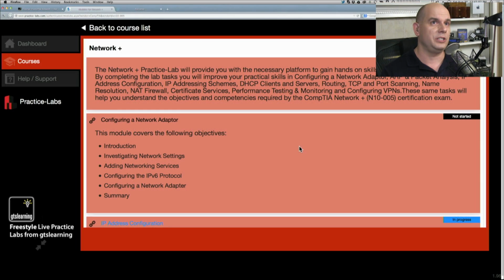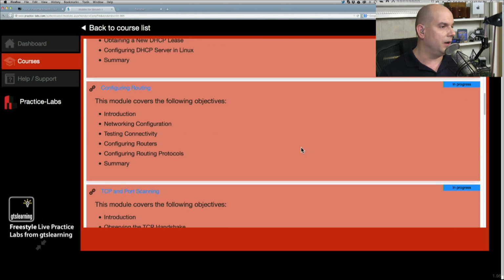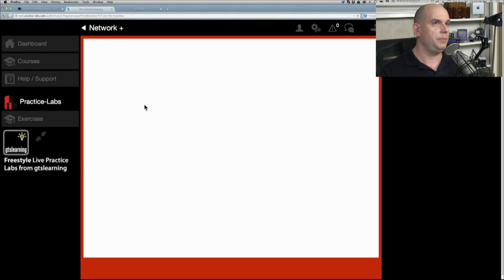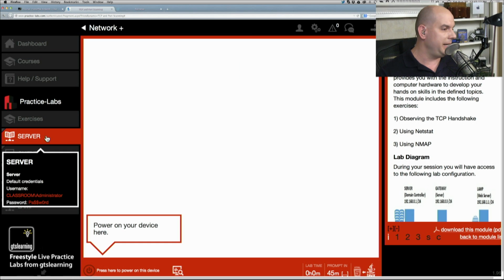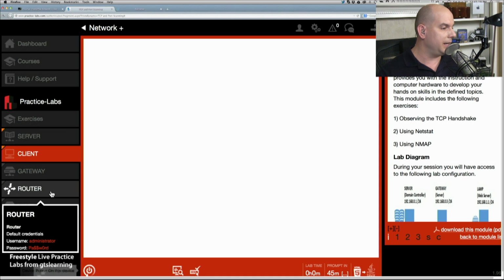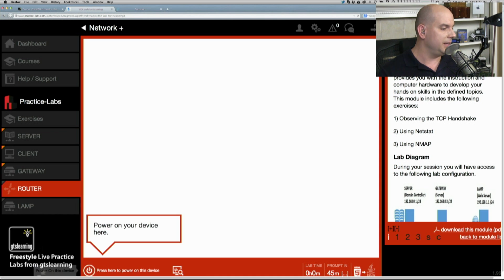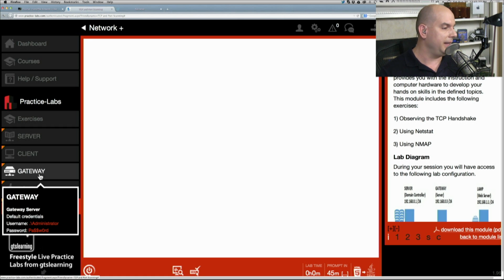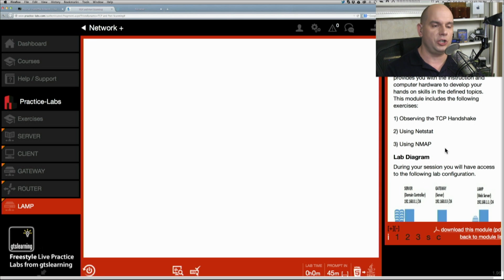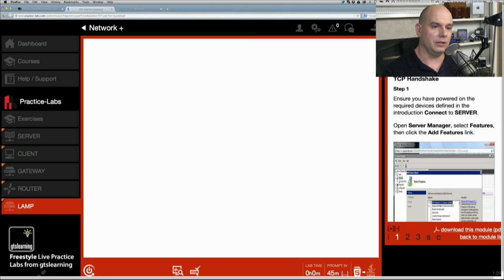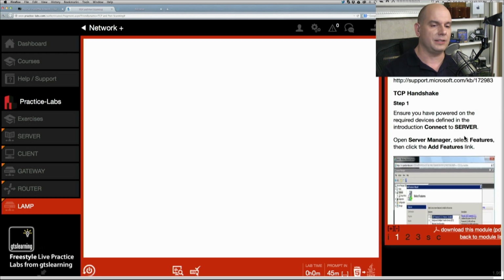Well, fortunately, the folks at GTS Learning, this is a live view of the Freestyle Labs. You can go into a particular section, say the TCP and port scanning section, and there are machines off to the side that I can power on. In fact, I'm going to use HTML5 in my machine here so that I don't have to load any extra software to be able to do this. I can simply go to each one of these devices, to this server. I can go to this client, this gateway, this router, and this LAMP machine to be able to step through all of the requirements for this particular task, this particular lab.